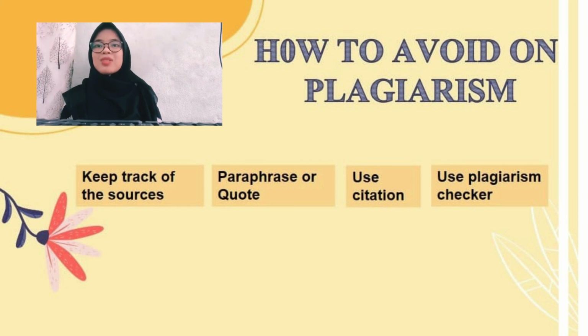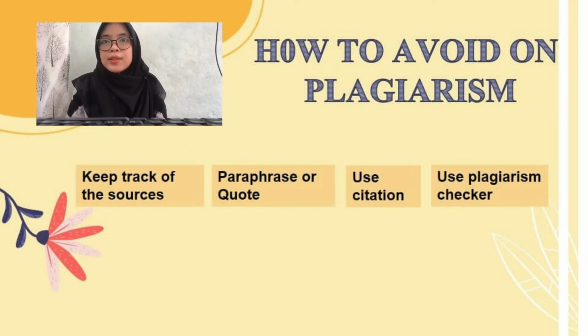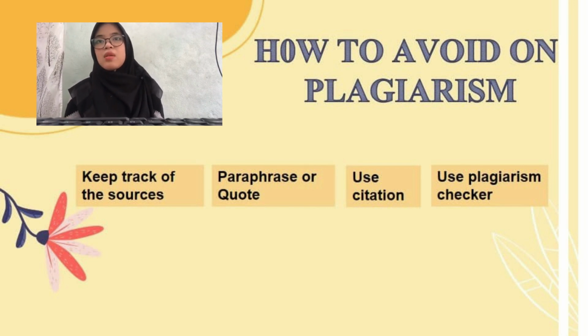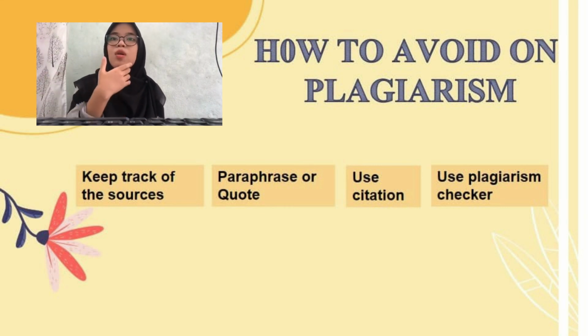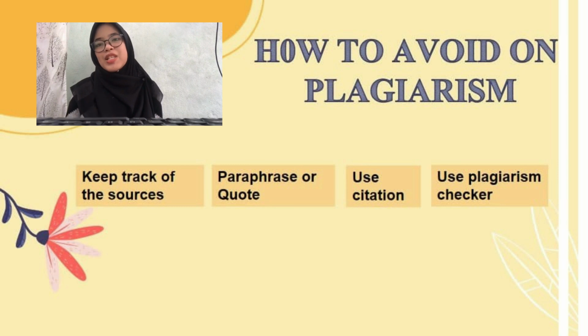The first one is keep track of the sources. By making note of the sources, you can paraphrase or quote, use citations, and also use a plagiarism checker. Paraphrase means using your own words to explain something from a source. You also can use quotes, meaning copying text word for word enclosed with quotation marks and directly referring to the original author. Citation is almost the same as paraphrase, but you enclose it with the author and the year of publication. And the last one, you can download a plagiarism checker from Google.